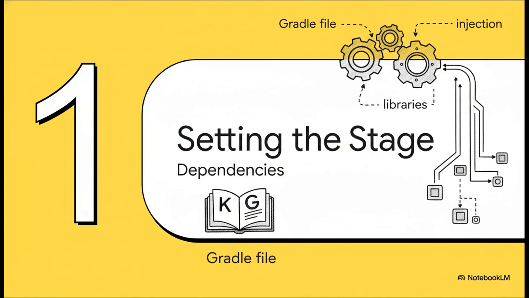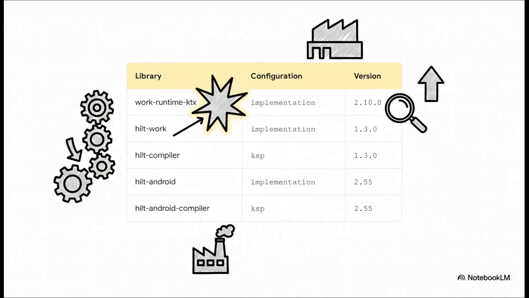Okay, so where do we even begin? Well, like so many things in Android development, it all starts in our Gradle file. Before we write a single line of Kotlin, we've got to make sure our project is set up with all the right tools for the job. Now, the absolute star of the show here is this Hilt Work library. This is the official magic wand from Google that makes this whole thing possible. You'll add this right alongside your usual WorkManager and Hilt dependencies, make sure you're using KSP for the compilers, and of course, these versions might change, so always do a quick check for the latest and greatest.